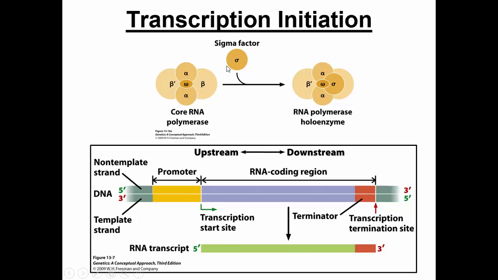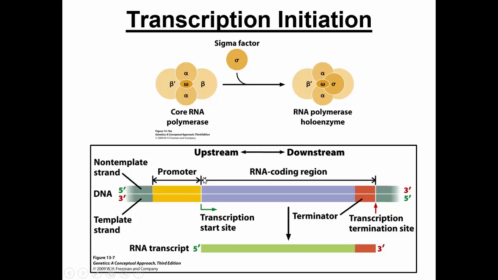Once you add something called a sigma factor, which is another subunit, you get something called the RNA polymerase holoenzyme. So now we have to think, what's the job of the sigma factor here? Once it attaches, the sigma factor guides the RNA polymerase to the start site. In other words, the sigma factor says start transcription here.